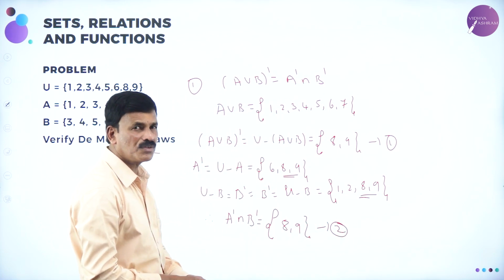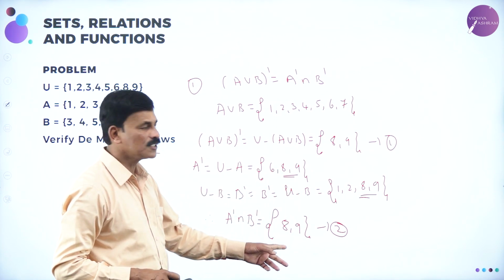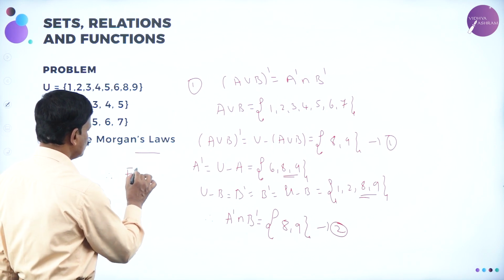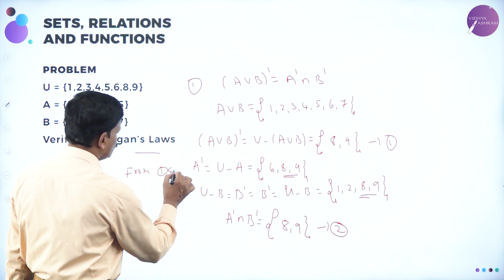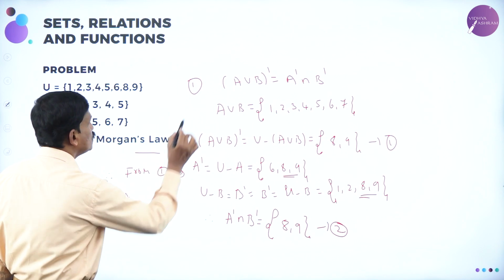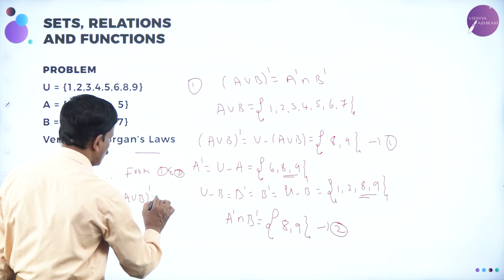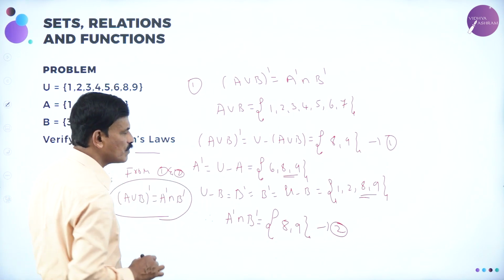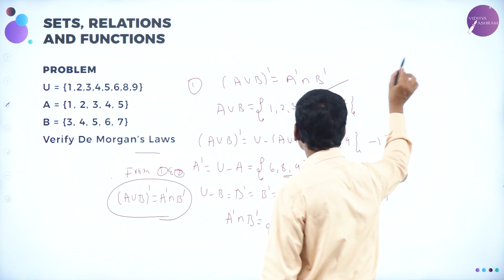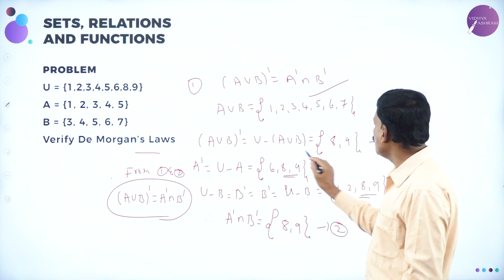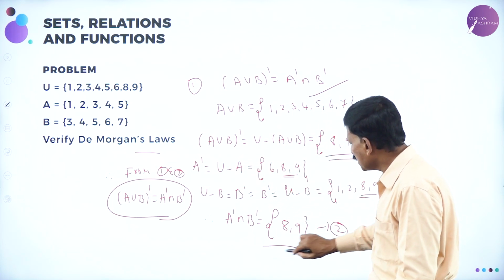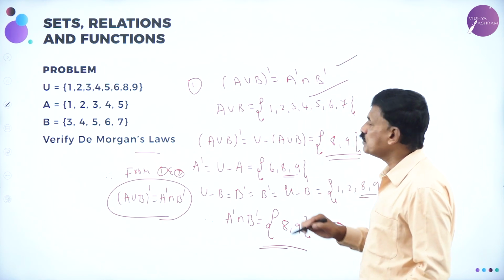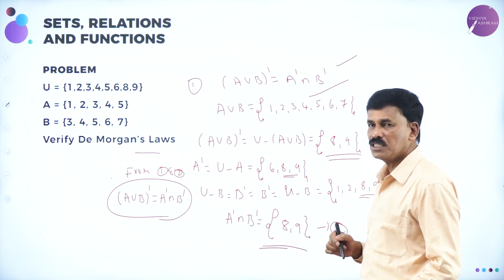See, what is the difference between 1 and 2? From 1 and 2, you can say they are equal. See, 8 and 9 are right here. Therefore, from 1 and 2, we can say A union B whole dash is equal to A dash intersection B dash. That is first De Morgan's law. So, this is verified. A union B whole dash is 8, 9. A dash intersection B dash is also equal to 8, 9.